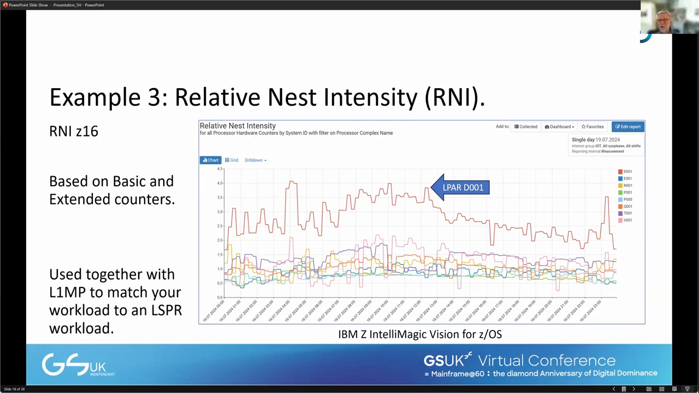For me, what's interesting is to look at the difference between the different LPARs as well, different workloads and different definitions on the KEX.